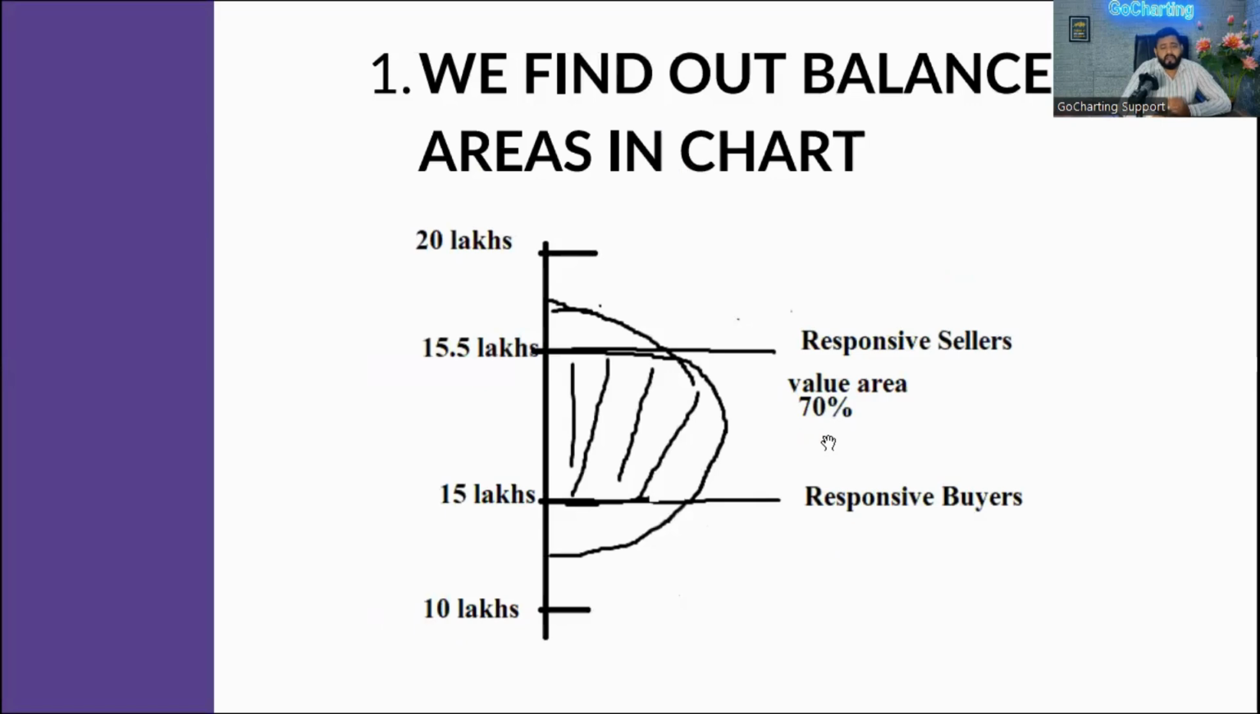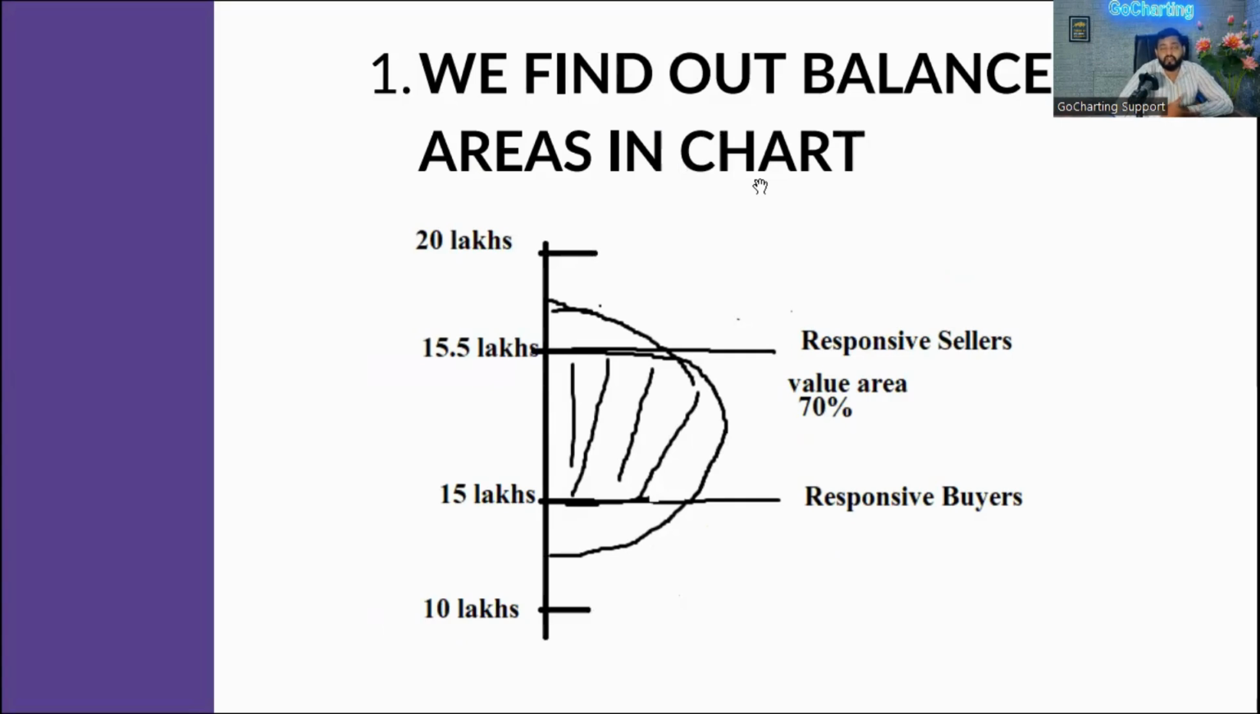Okay, so what are the auction market theory rules? First let's understand, we find the balance area in the chart. Okay, so what is our job? Our job as a trader is to find the balance area in the chart, right? Now what happens, we get daily market profile value areas, right? So we should not stop there. We should try to look into the chart and see how many days there are where the value area is overlapping more than 50%.